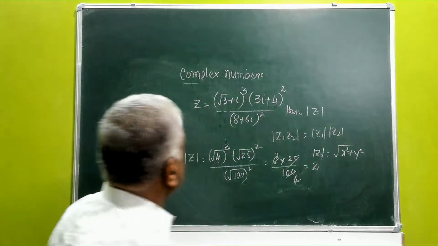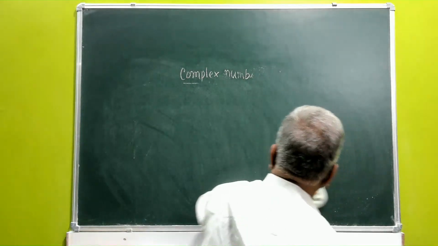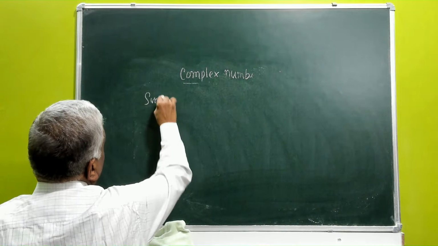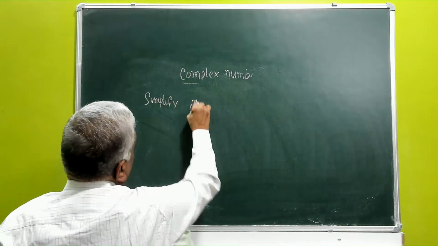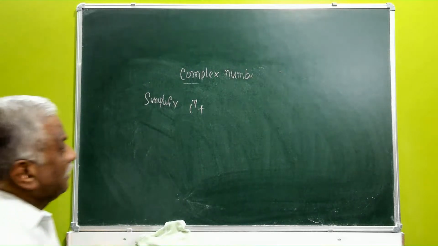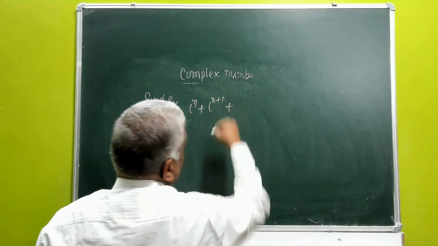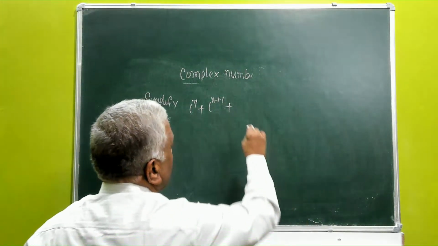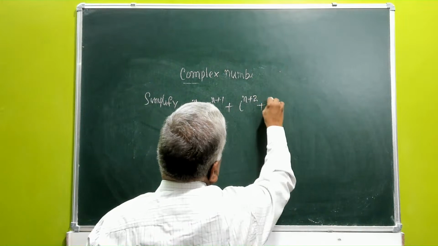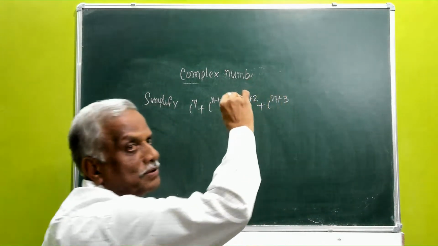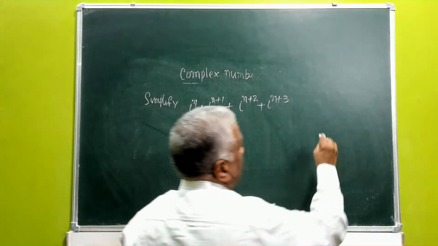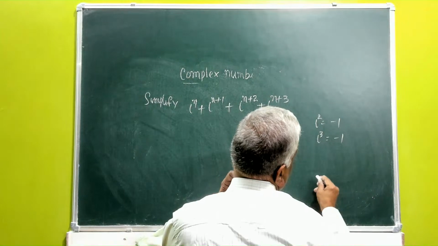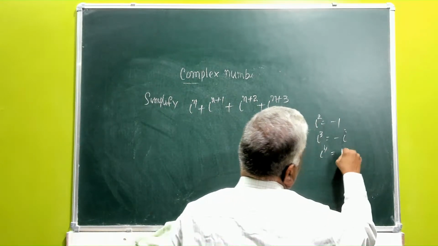The next year they asked a question. Simplify. The problem is simplify: i to the power of n plus i to the power of n plus 1 plus i to the power of n plus 2 plus i to the power of n plus 3. Very simple problem. So you need to remember i square is equal to minus 1, i cube is equal to minus i, i to the power of 4 is equal to 1.